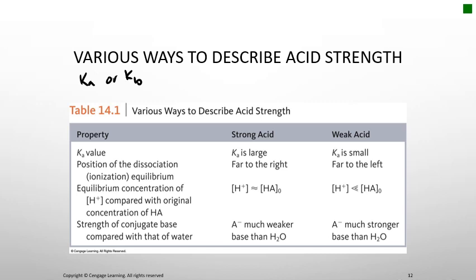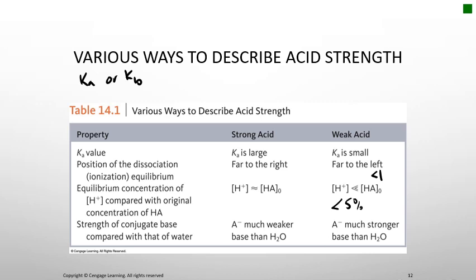And then finally, the strength of your conjugate base compared to the water acting as a base will be much weaker as a result. So when we talk about the weak acids, your Ka is going to be very small, so the equilibrium position will lie far to the left. So again, talking about much smaller than 1, which tells us that at equilibrium, you have your H plus concentration being much smaller than your HA concentration. Typically, we're talking about less than 5% in most cases. And then in this situation, your conjugate base is going to be a much stronger base than the water is.